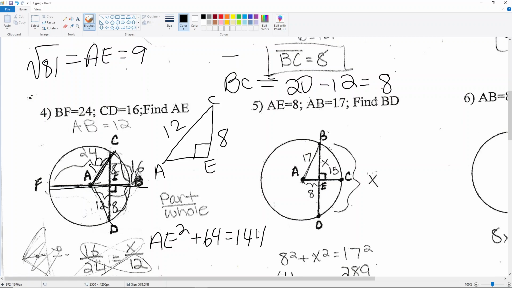I don't know if that's a Pythagorean triple. You might look them up and see if it is, because it'd be quicker that way. Your teacher might want to see work, though. So what is 144 minus 64? That would be 56.